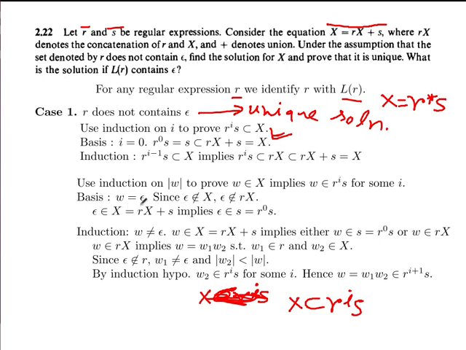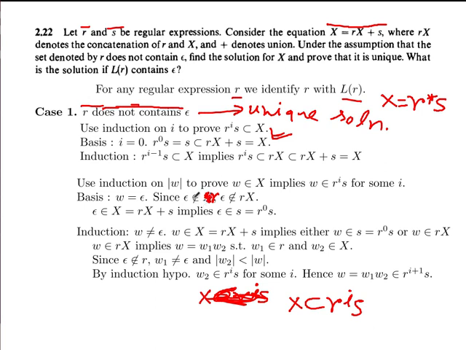Okay, so basis. So basis is, again, we are doing an induction on the length of W. So basis is length 0. So this is epsilon. So sorry, this is again, this is R, this is R. So epsilon is not part of R. Okay, so this is the case that we are considering.